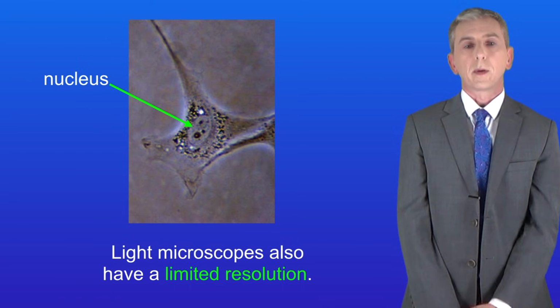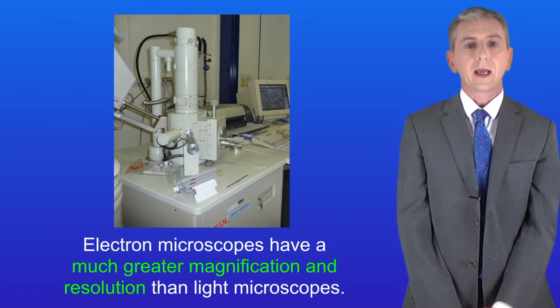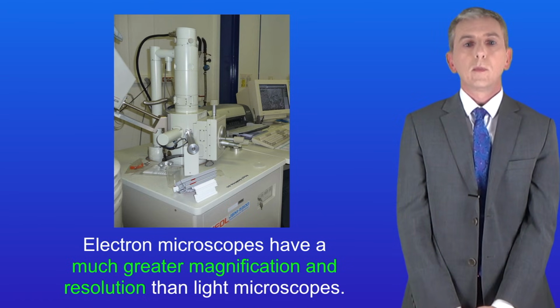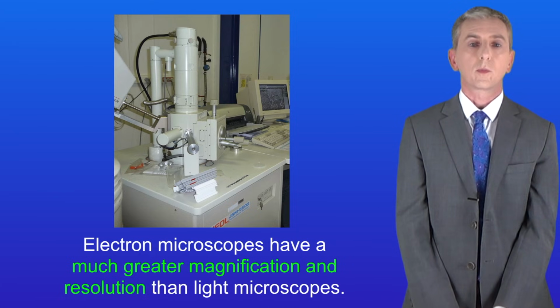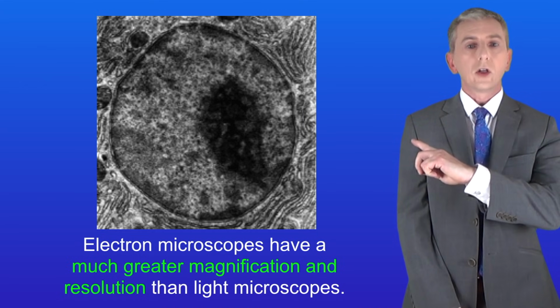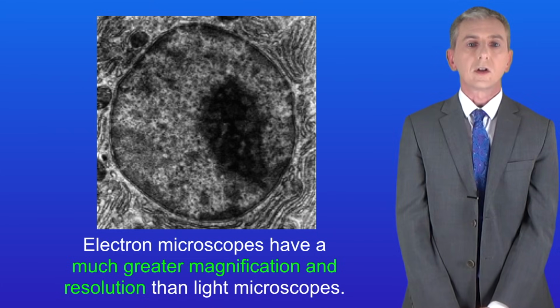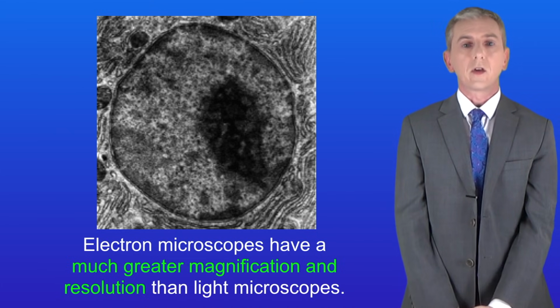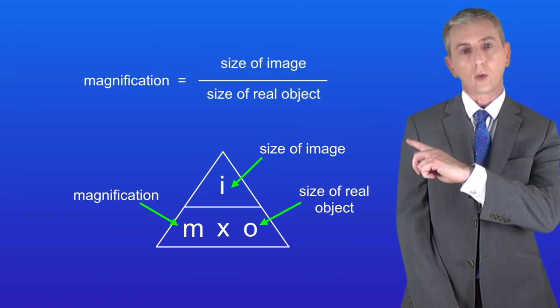I'm showing you an electron microscope here. Now, the key advantage of electron microscopes is that they have a much greater magnification and resolution than light microscopes. And you could be asked that in your exam. This shows an image of a nucleus taken with an electron microscope. And because of the high resolution, we can now see detail in the nucleus that we could never see with a light microscope.